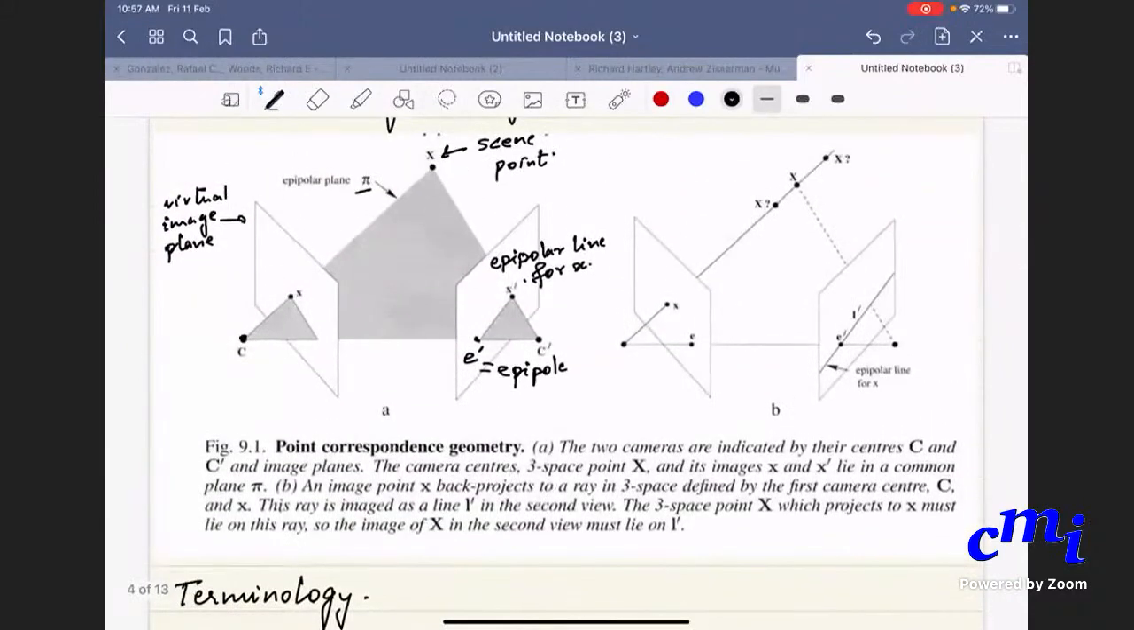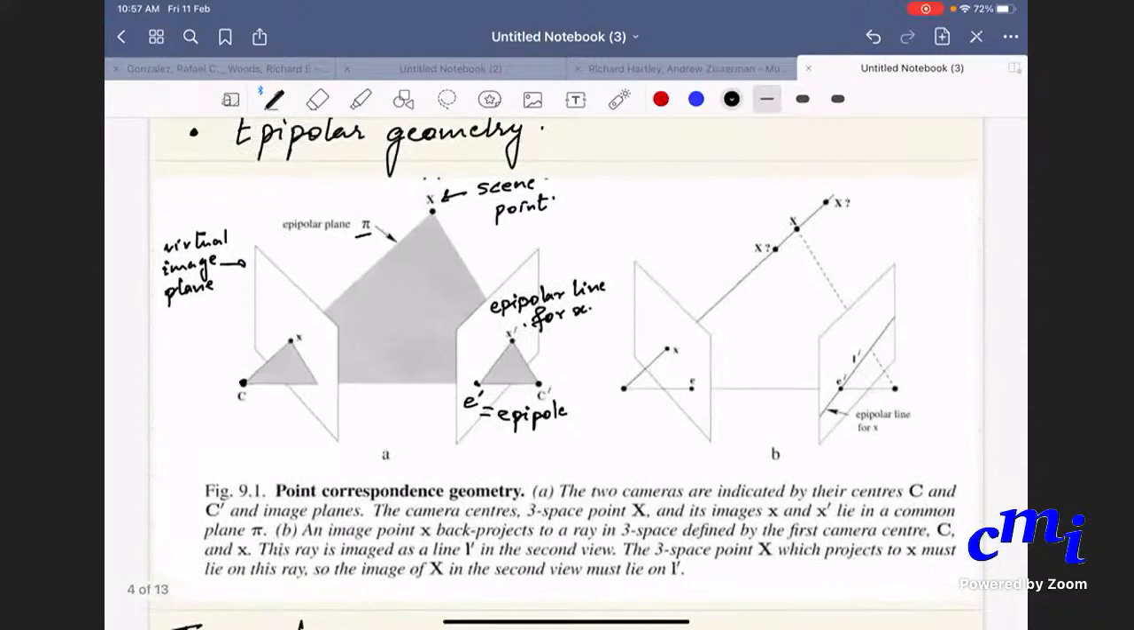Ma'am, so you said we will be constrained by only this line E prime X prime to look for point X prime, like X prime or X. So if you want to see where the point corresponding to X might lie, I'm saying you don't have to look at other points in the image. It is enough to look at this segment. Okay. So that is one thing.